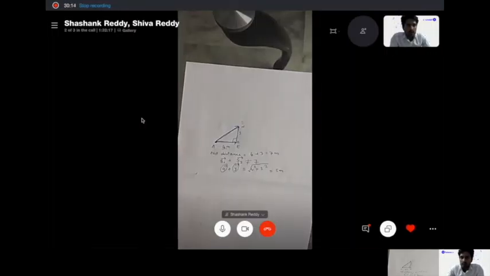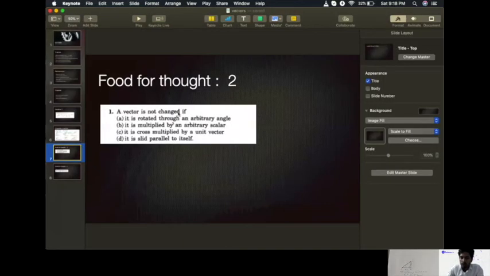We call it the displacement vector. Look at the question carefully here. Doing what wouldn't change a vector, right? We have the four options. First, if it is rotated, let's consider the rotation aspect.